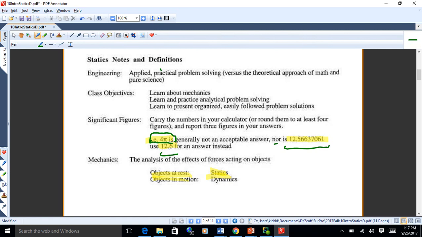Okay, now we're going to look at the effects of forces on objects. Objects at rest is statics. That's what we're doing now. A lot of you will take dynamics next term, perhaps. That's objects in motion. Actually, you can get a little bit more technical about that. Dynamics is often accelerating objects. Statics is objects that aren't accelerating. A little bit more formally, you could state it like that.